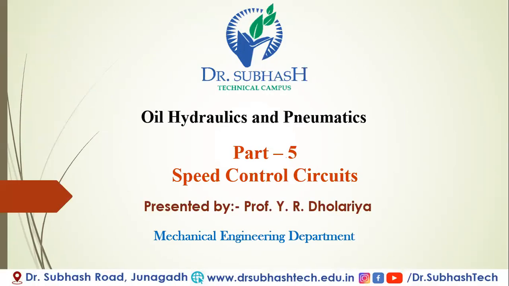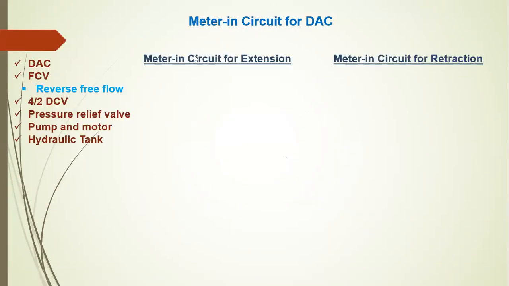Here the first circuit is the meter in circuit. The components required to draw the meter in circuit are, first, a DAC, double acting cylinder, to operate as the actuator. Then an FCV is required, and the specific type of FCV is reverse free flow. Then one more component is required: a 4 by 2 DCV.